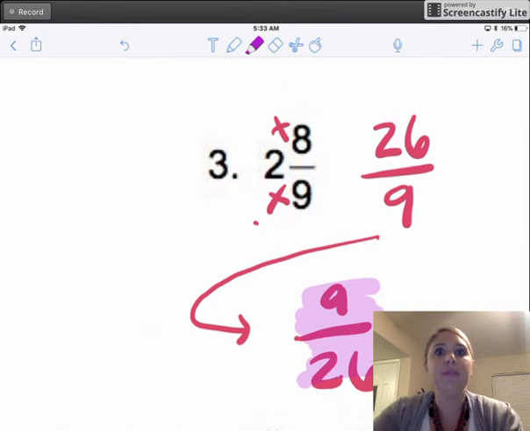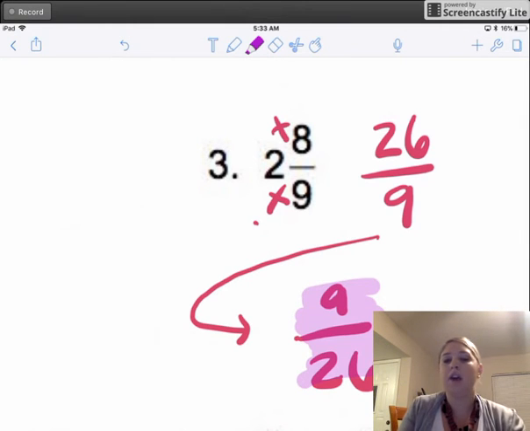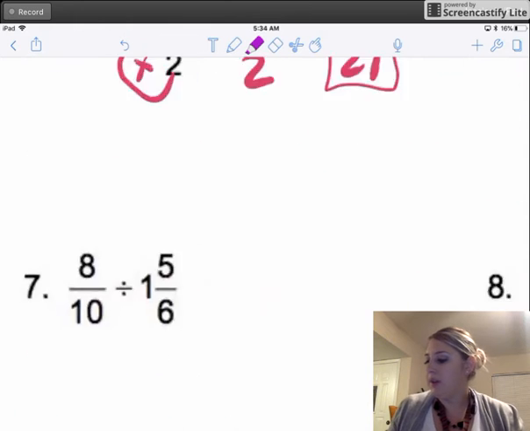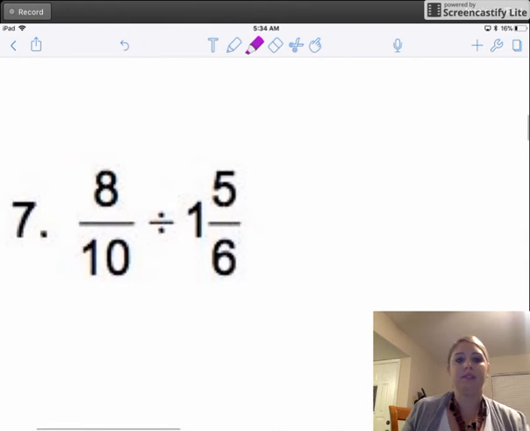Hopefully that was pretty simple for you because dividing mixed numbers are really nothing too crazy. It's just making sure you know those skills and what does it mean to find the reciprocal. Well, that's the flip-flop. Don't forget, when we multiply those reciprocals together, you end up getting 1, which is really awesome. Okay, so let's look at this number 7 here.